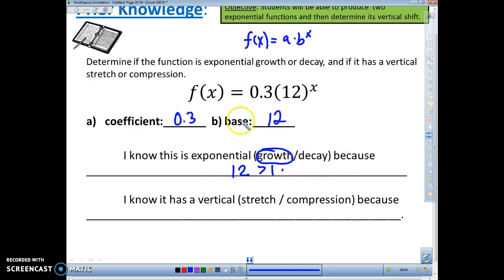Likewise with my coefficient, if I take 30% or 0.3 of an object, that's going to compress the object. This is vertical compression because 0.3 is between 0 and 1. So that's your prior knowledge. Make sure you get those in your prior knowledge.